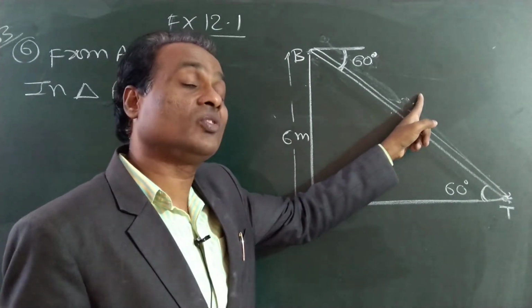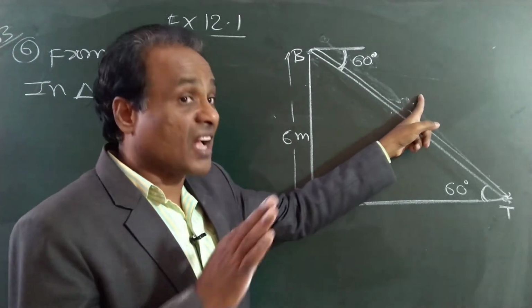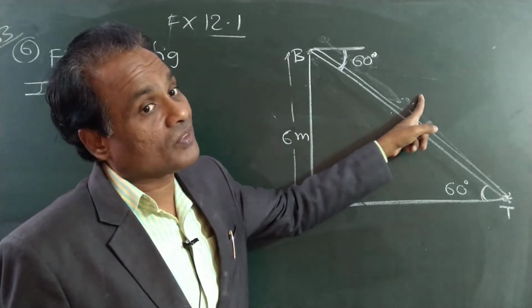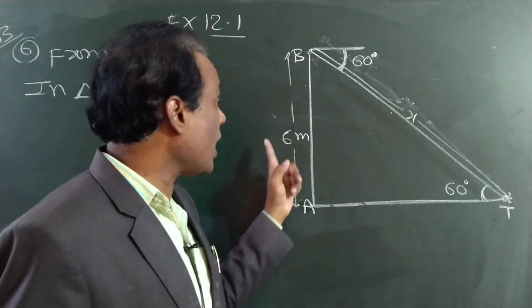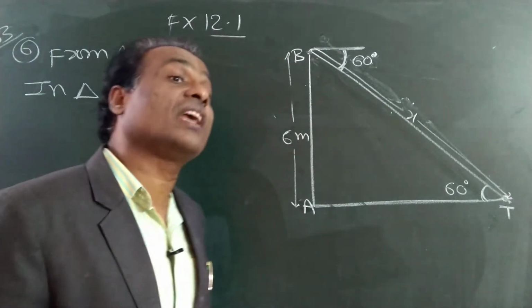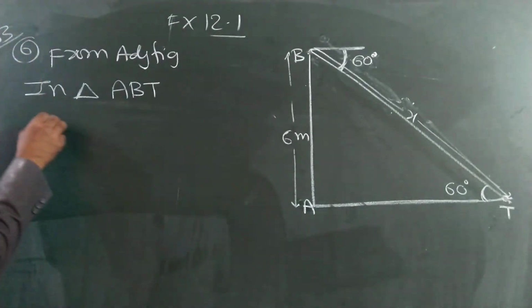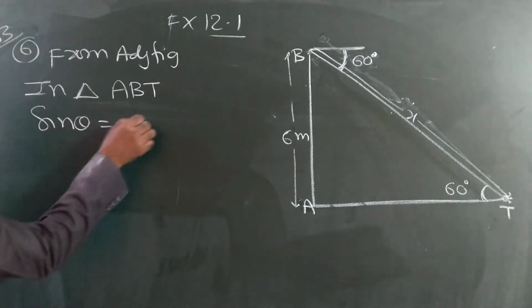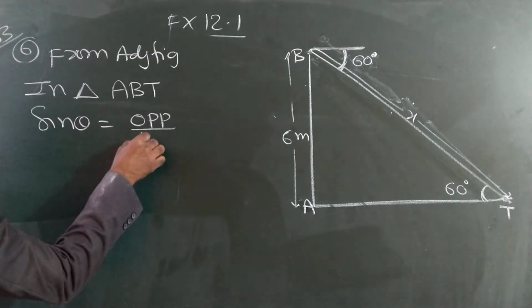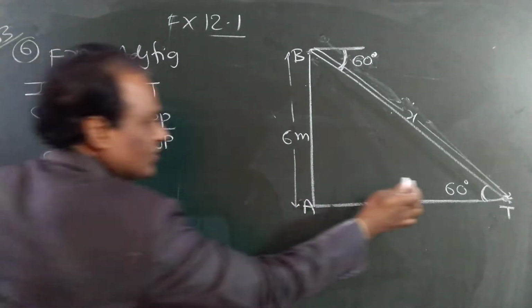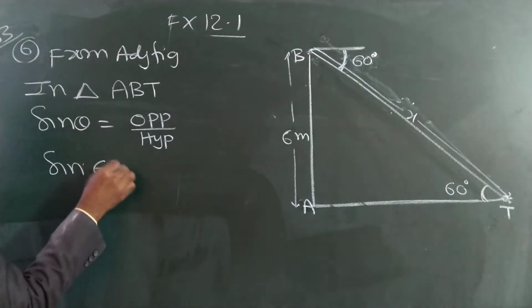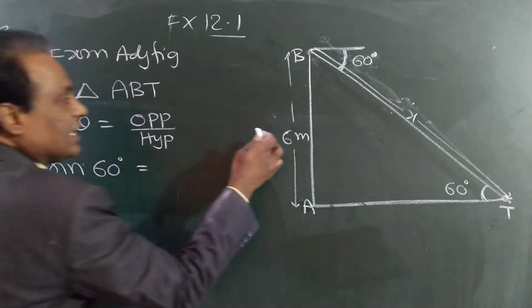So which ratio do you choose, sine, cos or tan? This is the opposite side and this is the hypotenuse: opposite by hypotenuse. Which ratio? Sine theta. Sine theta is equal to opposite by hypotenuse. Theta is 60 degrees. Opposite is 6.